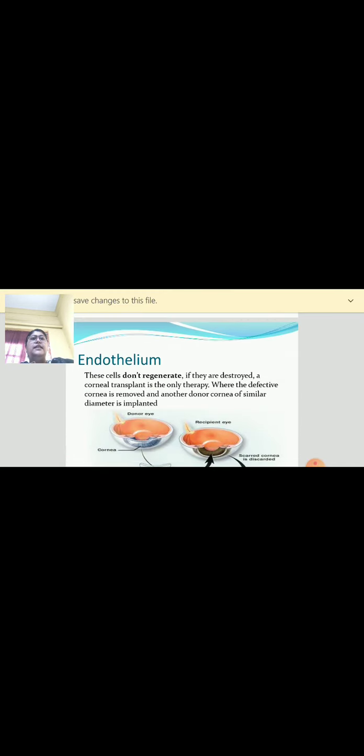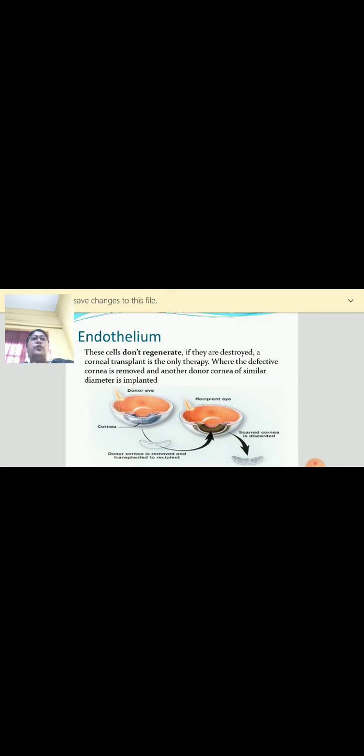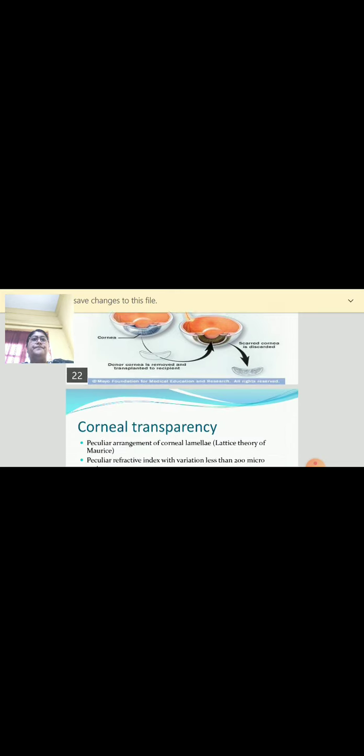Now final, the innermost layer and the most vital layer is the endothelium. It is a monolayer of cells. It is responsible for regulating fluid and solute transport between the anterior chamber and the stroma. Now it contains the endothelial pump, which is an energy dependent mechanism which helps in transport of ions and water. Ions are transported from stroma to aqueous humor and water is driven out of the stroma to keep it dehydrated. These cells do not regenerate, and if they are destroyed, corneal transplant is the only therapy.